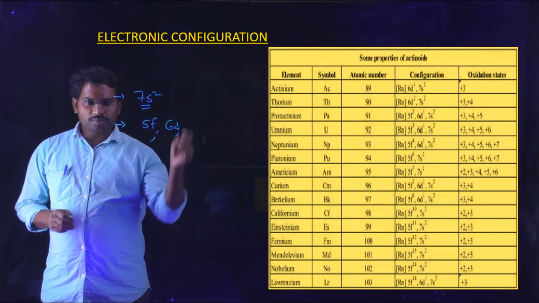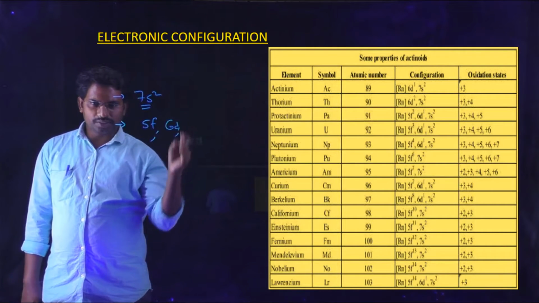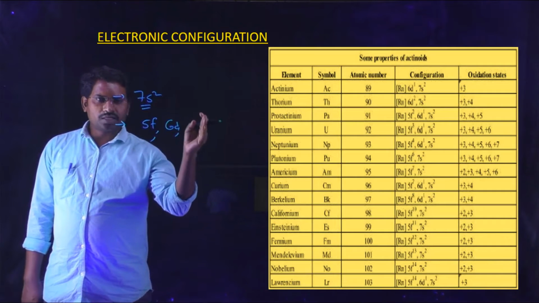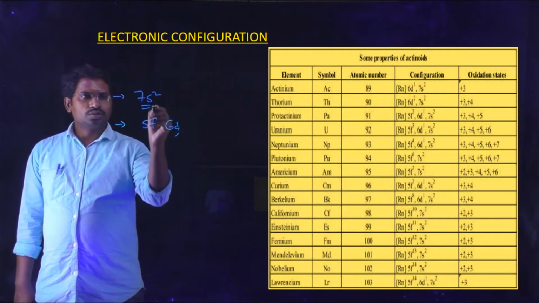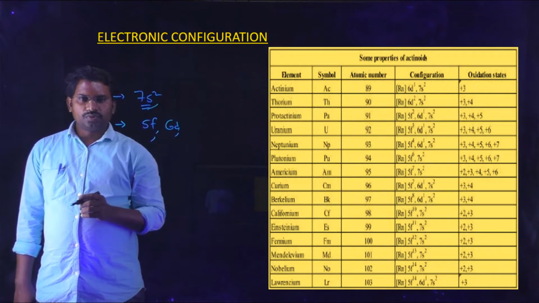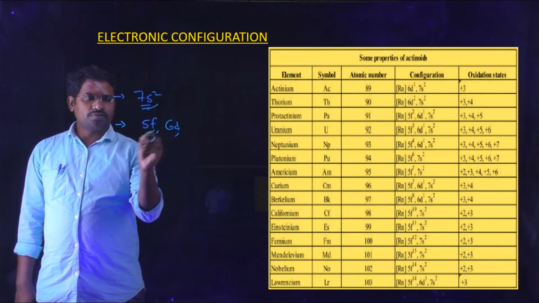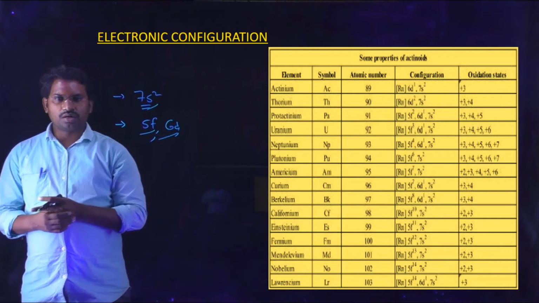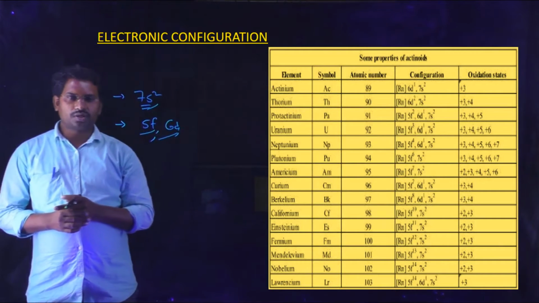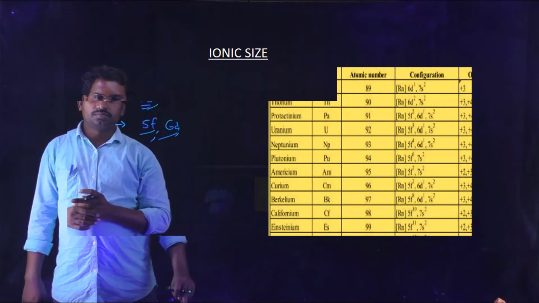We have to clearly identify that from actinium to lawrencium the valence configuration is 7s2, 7s2, 7s2, and so on, in this manner, and next the variable occupancy of electrons in the 5f orbital and 6d orbital. So this is the clear chart about the electronic configuration of actinoids.